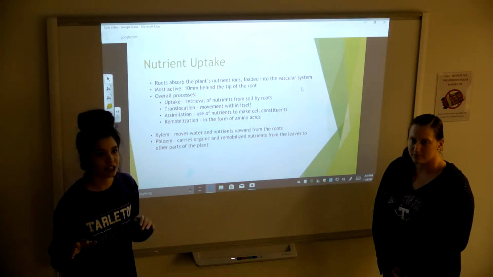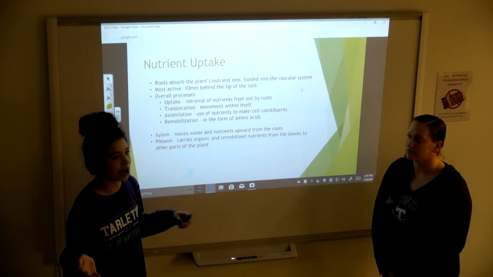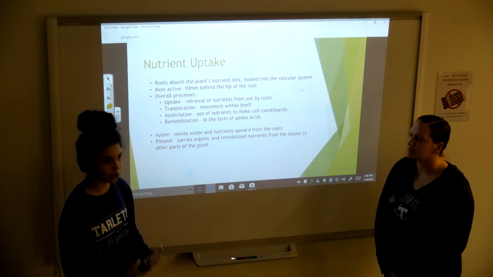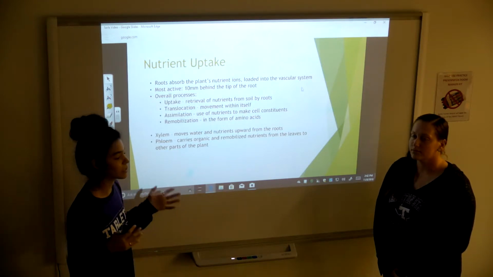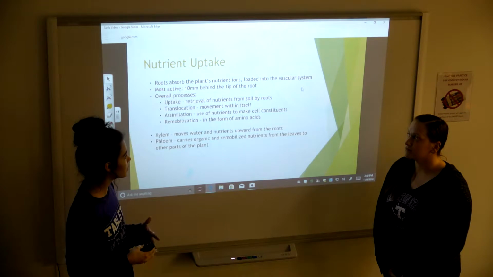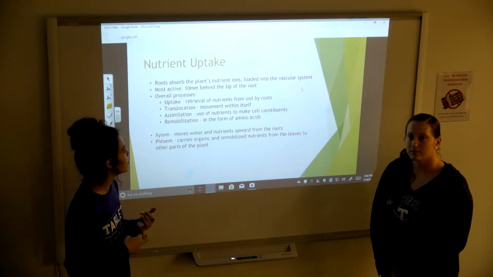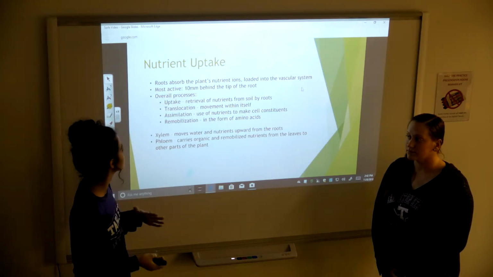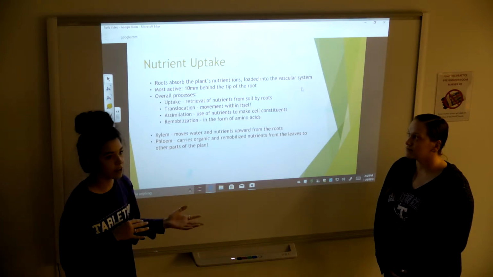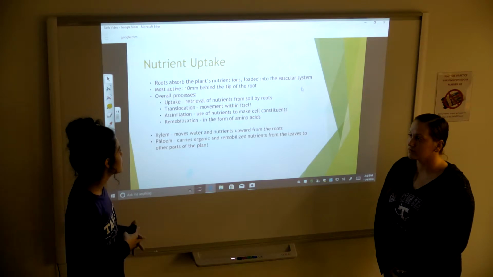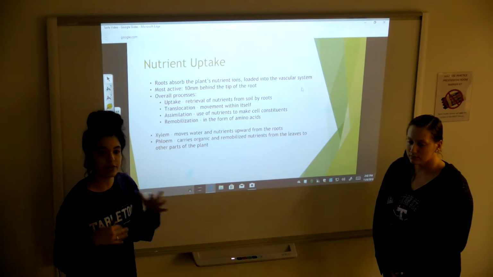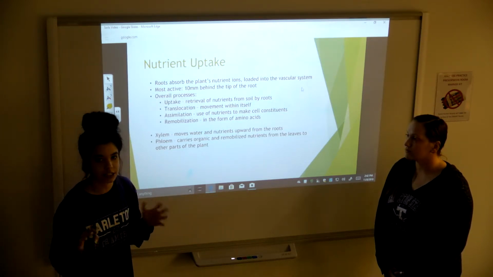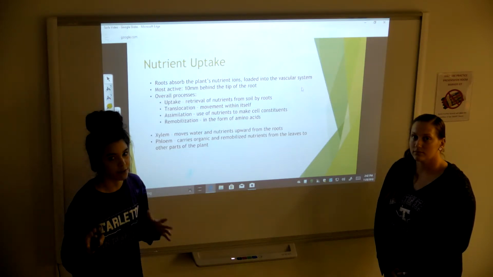So this slide goes over the general process of how plants acquire nutrients from the soil. Obviously the root is the lowest portion of the plant. It's what's underground, bringing all of the nutrients from the soil into the plant's vascular system. The roots are said to be most active 10 millimeters above the very tip of the root. The overall process starts with uptake of the nutrients by the roots from the soil to the plant. Then it's followed by translocation, the movement of the nutrients throughout the plant itself. Then assimilation, which is the use of the nutrients to make the different cell constituents of the plant, and remobilization in the form of amino acids.